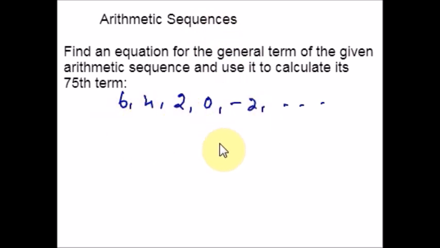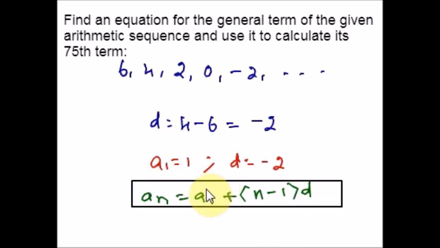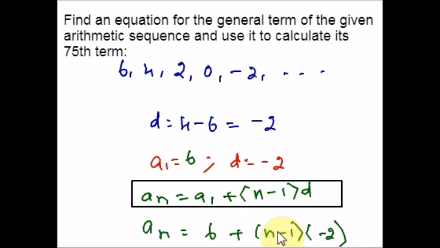So here d is negative 2, since 4 minus 6 is negative 2. Next, let us find the formula for the general term. Here a1, the first term, is 6, and we have got d, the common difference, negative 2. We are going to apply these two in the formula. Here is the formula. Replace a1 by 6 and d by negative 2. You can just distribute this negative 2 and simplify further so the calculation will be easy, because the question is asking us to find the 75th term. That is, we are going to replace n by 75.